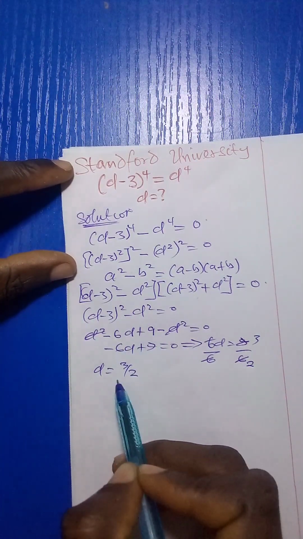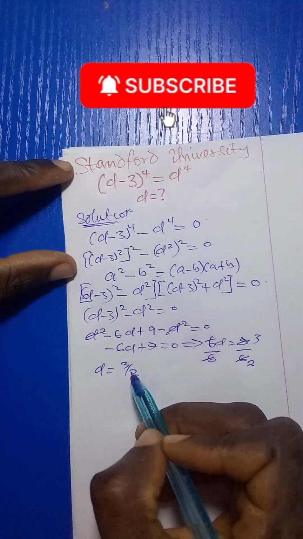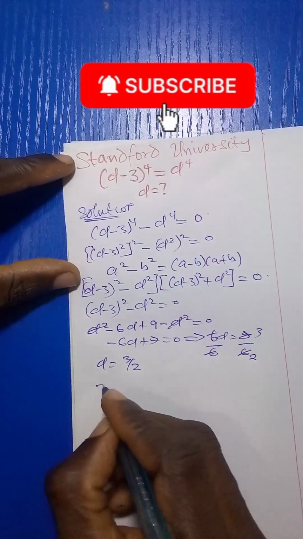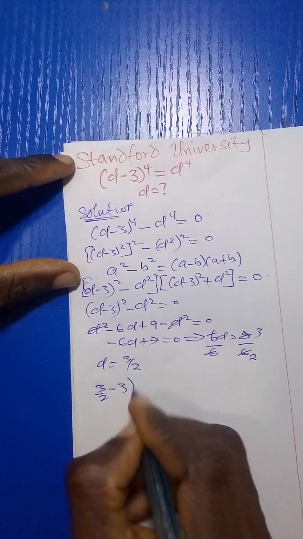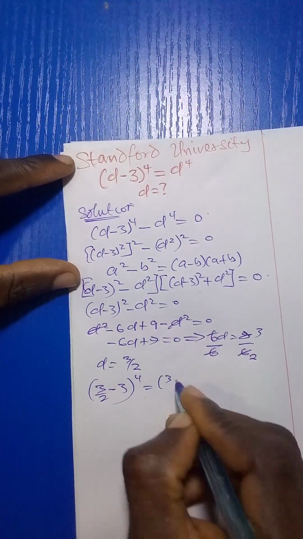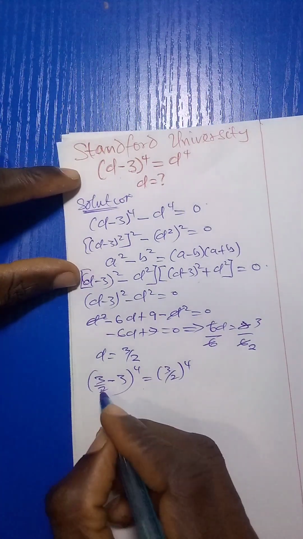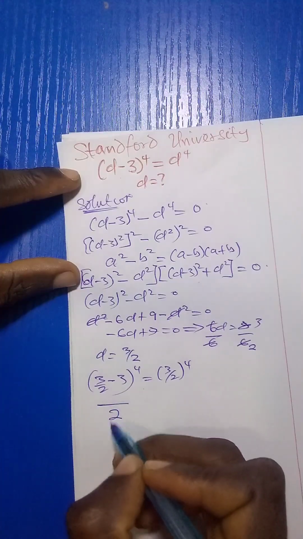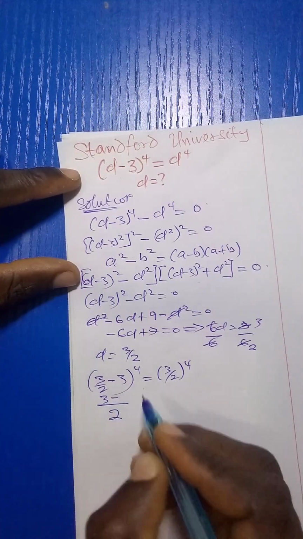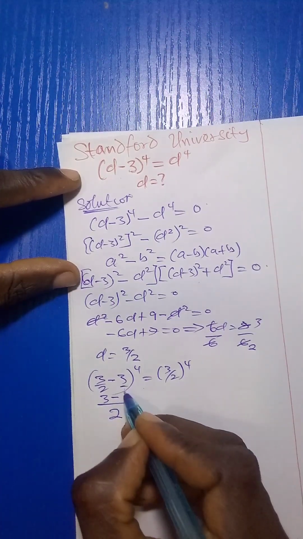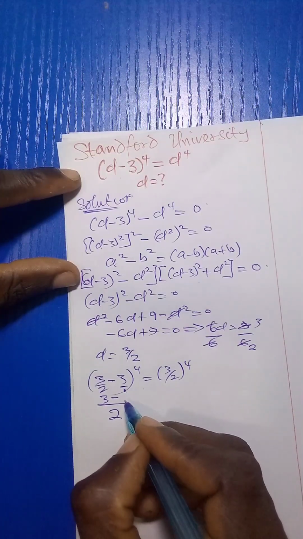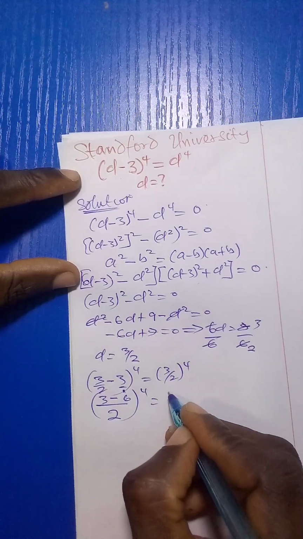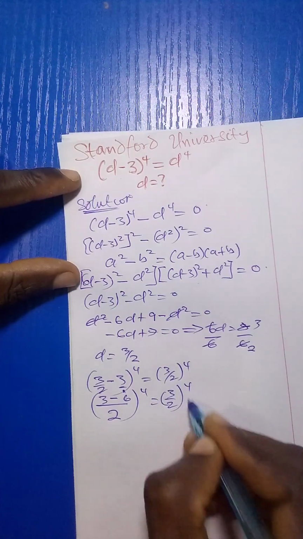Let us check if this is a solution to this problem by substituting 3/2 where we see d in the original problem. So we have (3/2 - 3)^4 = (3/2)^4. Let's convert this to a single fraction. The LCM is 2. 2 divided by 2 is 1 times 3 is 3, then minus 2 divided by 1 is 2 times 3 is 6. So we have ((3 - 6)/2)^4, and here it still remains (3/2)^4.